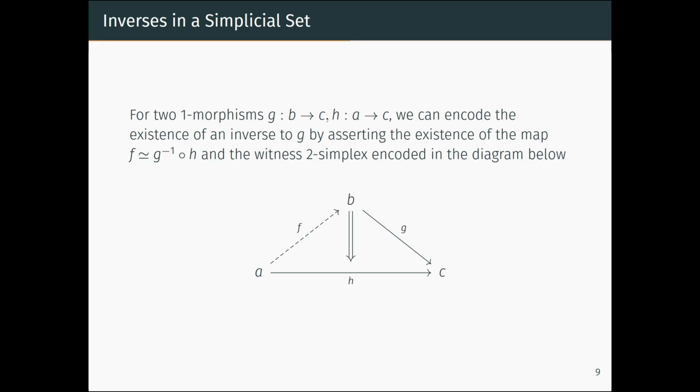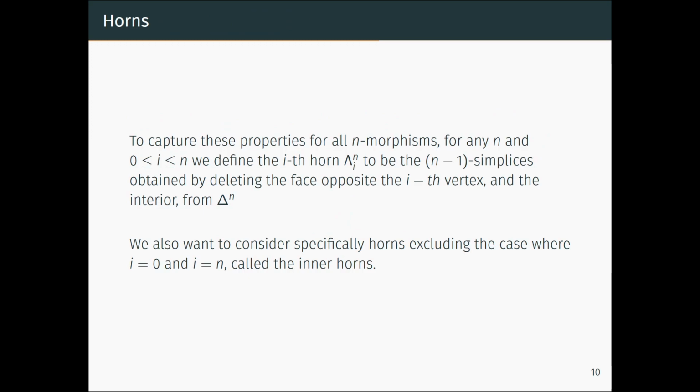And explicitly, sometimes we will define this F map here. You can basically go along H and then go back along the inverse to G, and that's our map F, if G has an inverse. And so, to capture these properties for all the n morphisms, for any i between 0 and n, we're going to define something called the ith horn. And that is going to be these collections of n-1 simplices that are obtained by deleting the face opposite the ith vertex and the interior from the standard n simplex.